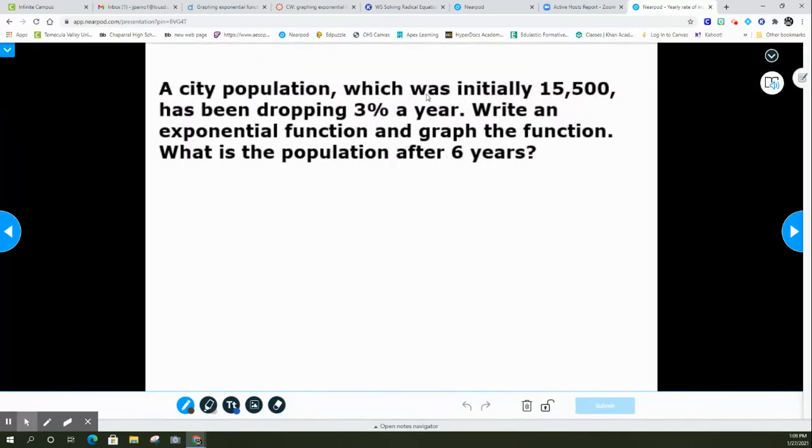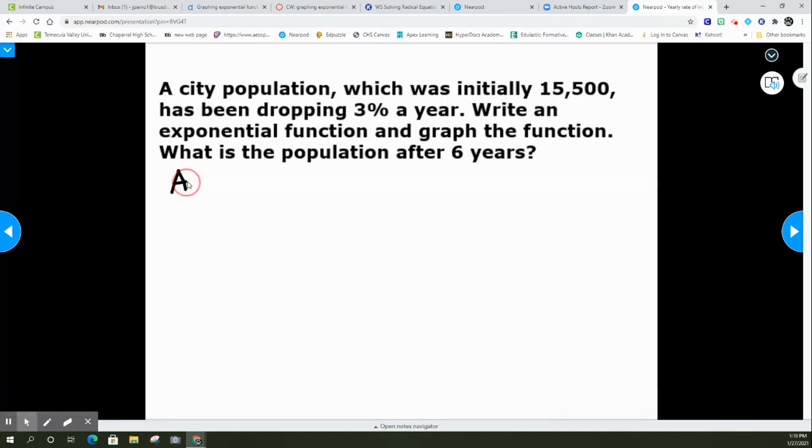A city population, which was initially at 15,500, has been dropping 3% a year. Write an exponential function and graph the function. What is the population after 6 years? So this one we want to graph as well. So let's first set up the function. What function are we even graphing?